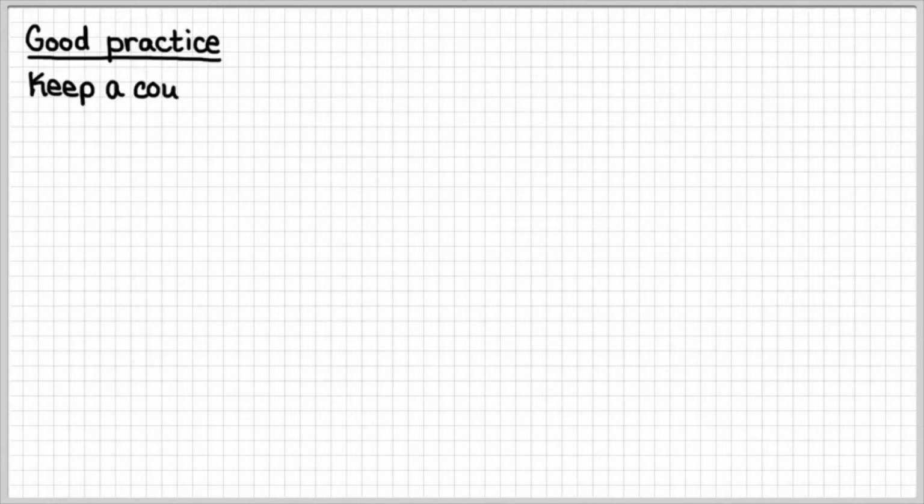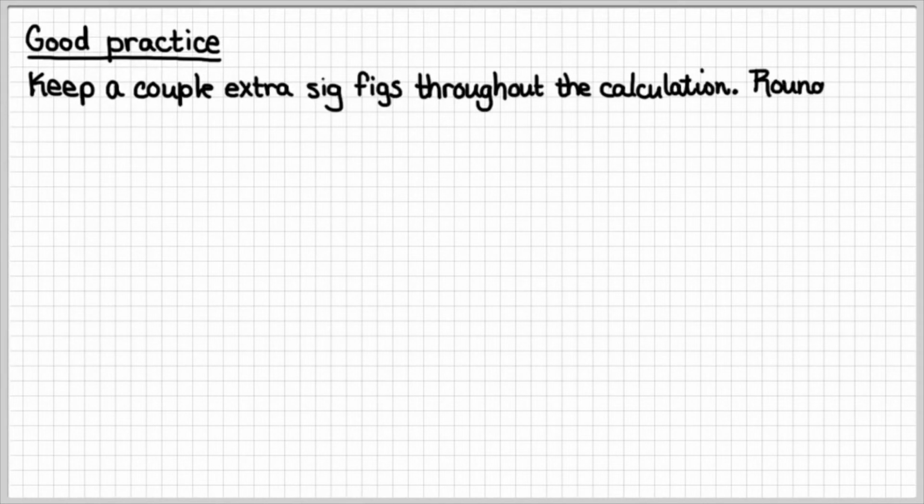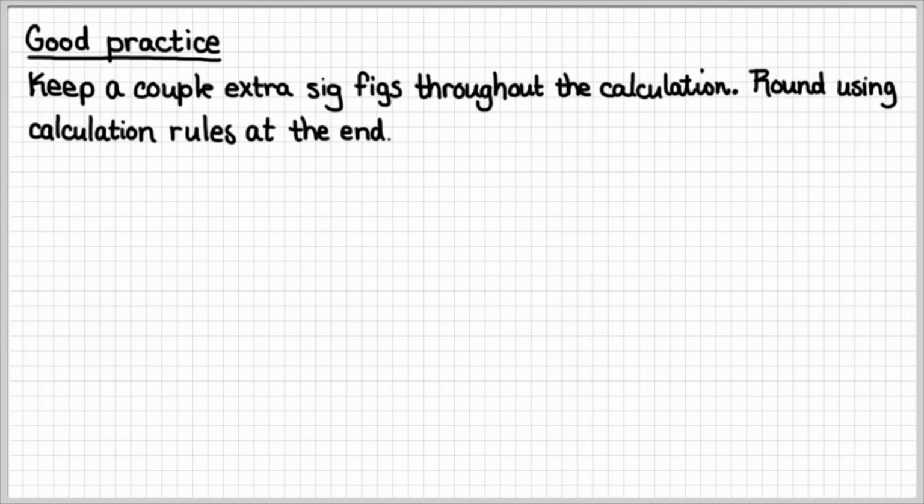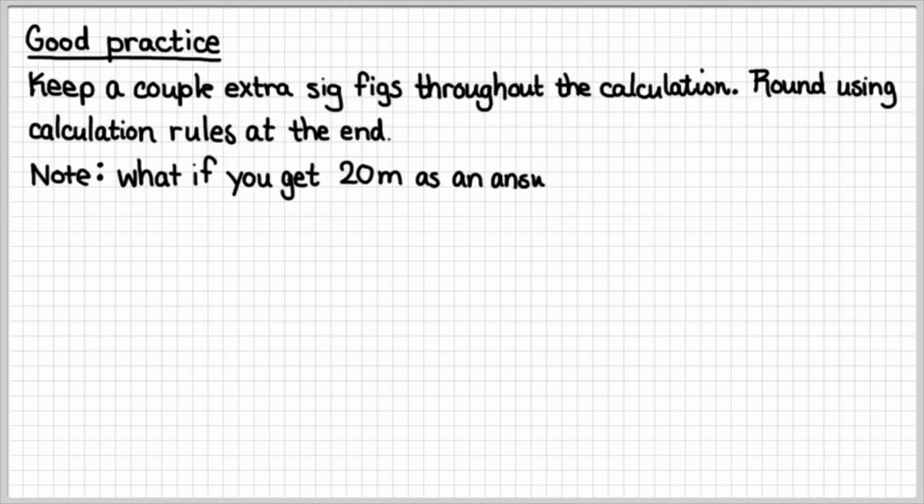Let's talk about some good practice techniques. When you're doing your homework, quizzes, and tests, it's good practice to keep a couple of extra sig figs throughout your calculation. Then, at the end, round your answer using the calculation rules. This will keep you from rounding errors, but please do not write down more than 2 extra significant figures while you're doing calculations. Writing so many extra figures down is a waste of your time and does not affect the results of a calculation. Too many significant figures included in your calculations or the wrong number of significant figures at the end of your calculations can result in a loss of points.